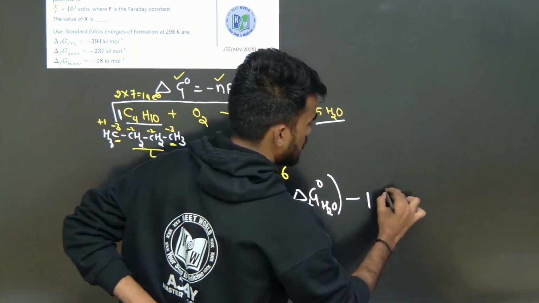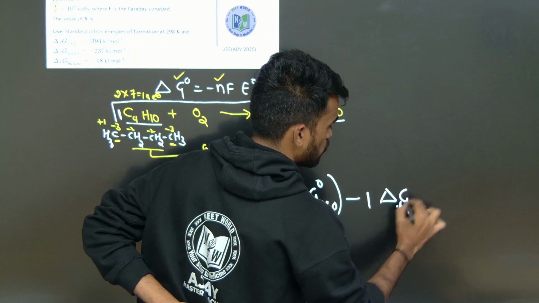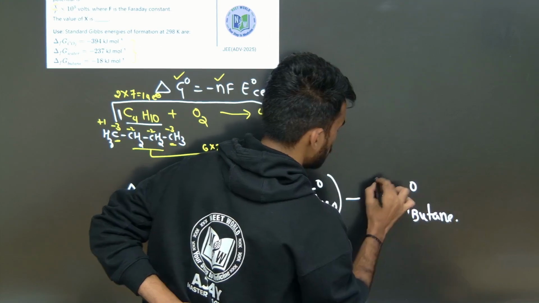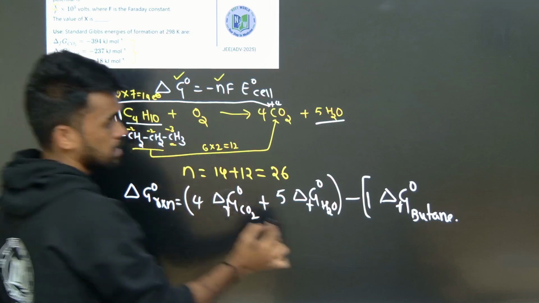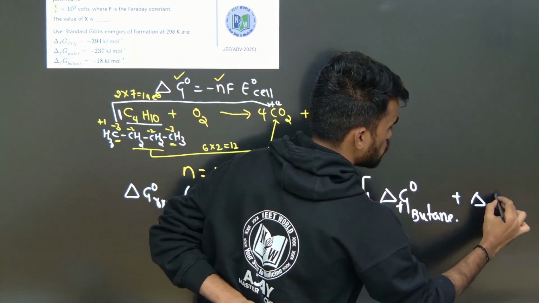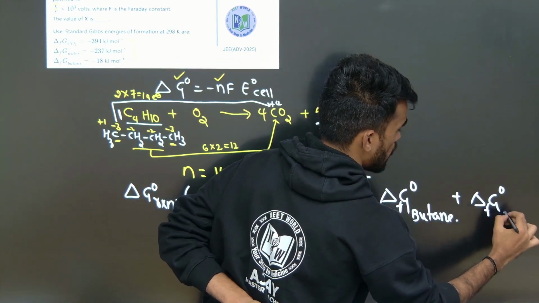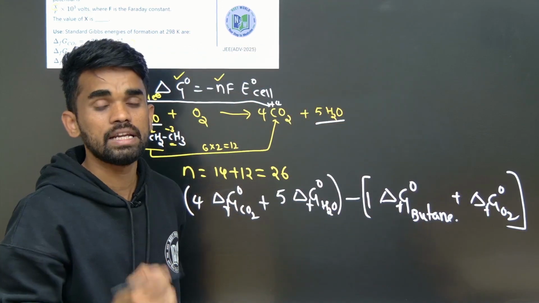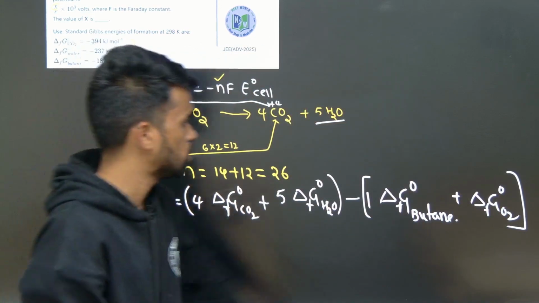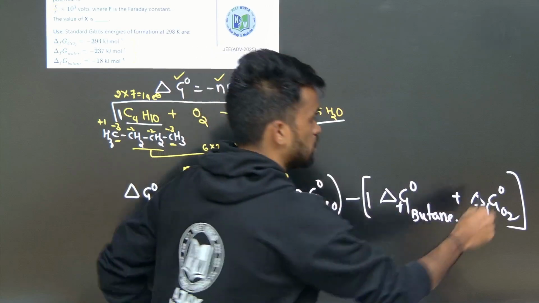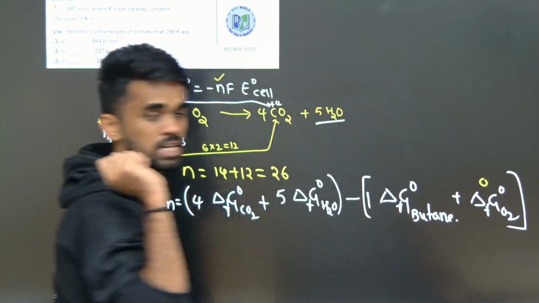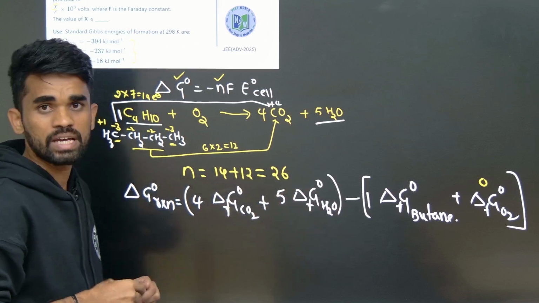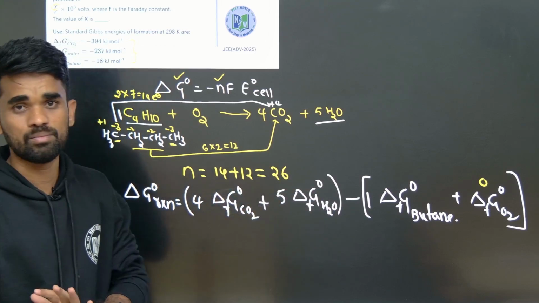So, 1 delta G f naught of butane, and we can write the oxygen also, but there is no use of writing it here because the standard Gibbs free energy for any element in its standard state is considered to be 0. Therefore, this value becomes 0. So, no need to worry about this delta G naught of O2. Hopefully we can put in the remaining values here and finally we will get an answer.